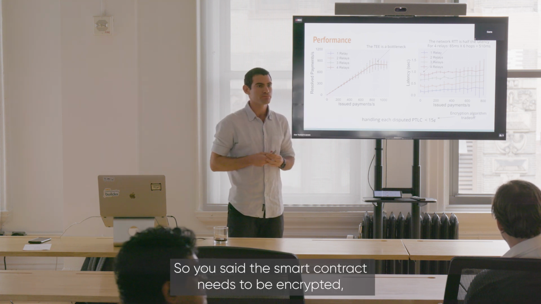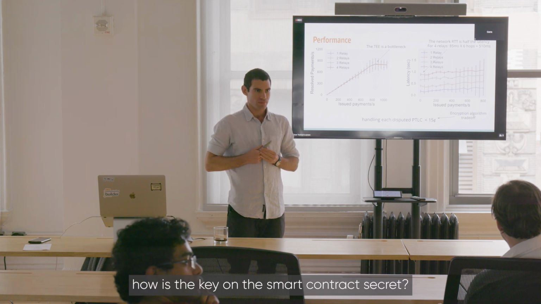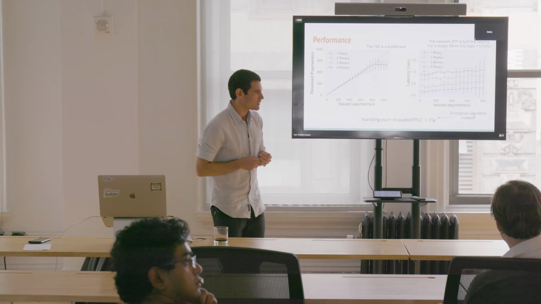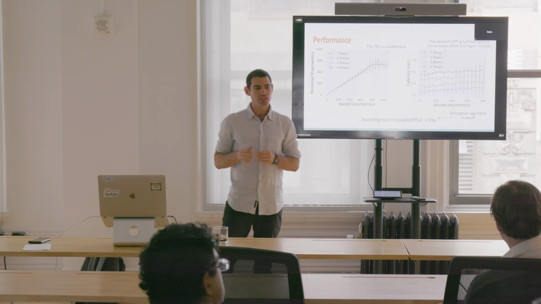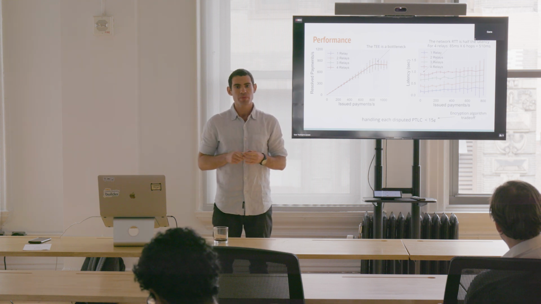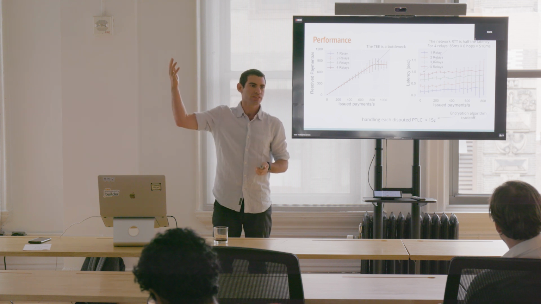Yeah? So you said the smart contract needs to decrypt. How is the key in the smart contract secret? That's an important thing. I didn't go too deep on how the trustless property of the payment channel network works, but the idea is that there is a secret that the recipient of the payment releases once he wants to get the money. So we want to make sure that this secret, the secret of Bob, the recipient of the transaction, will somehow be the key to this encrypted value.